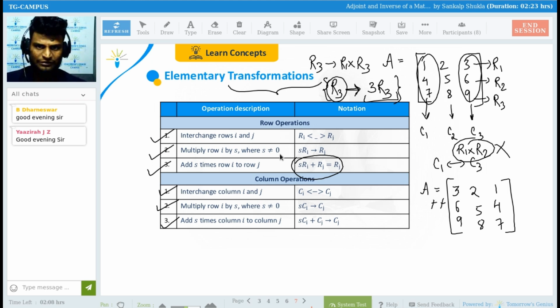Now, what do you mean by dynamic operation? That means you are directly writing the operation, and directly you are changing the matrix. You don't have to perform it in two steps, like first multiplying s by r1 and then adding r1. No, this is not the way. You have to apply the entire operation in one go. I hope this point is clear. Okay, fine.